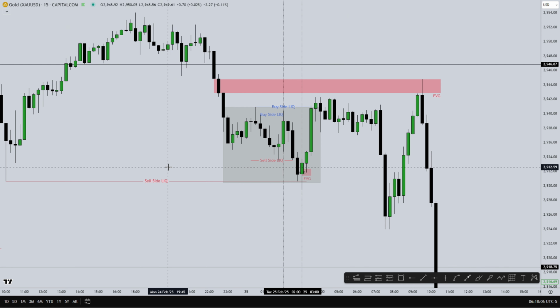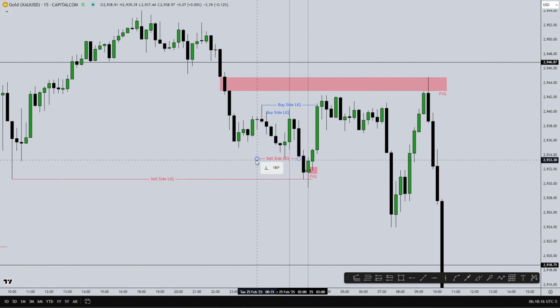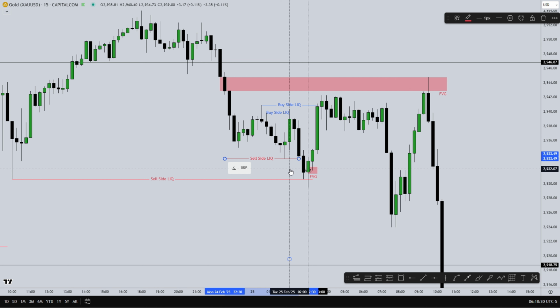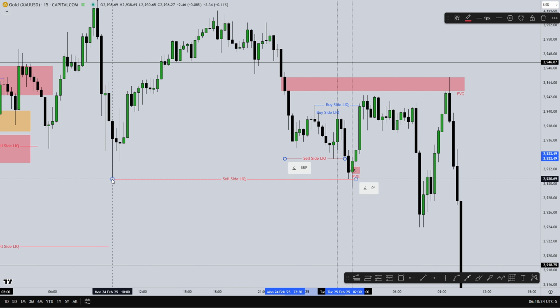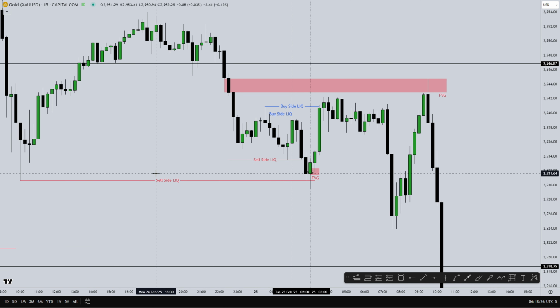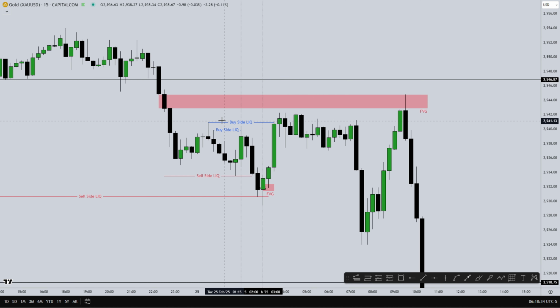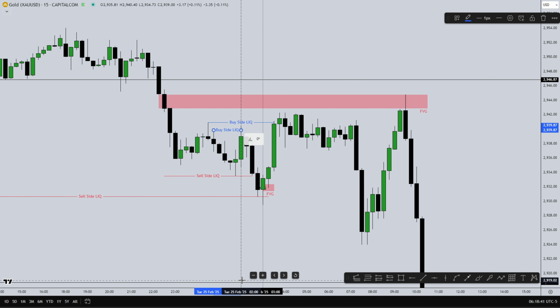First, let's identify the sell side and the buy side. You can see that we have one sell side here before the London session starts, and we have this sell side also. So basically we have two sell sides, and we also have this buy side, and this buy side before the London session. It is 2 a.m. here, so this is before the London session starts.